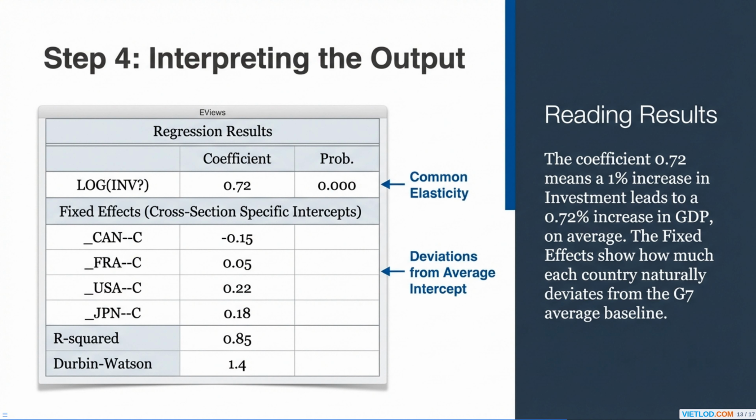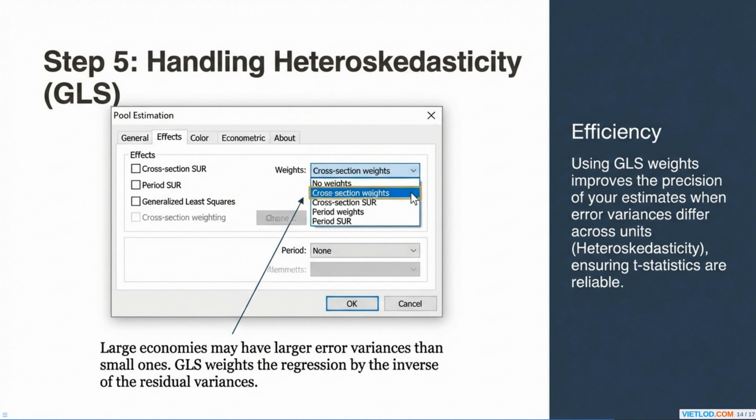The output table gives us 2 key pieces of information. First is the common slope coefficient. The coefficient for log of invest is 0.72. Since the variables are in logs, this is an elasticity. It means a 1% increase in investment leads to a 0.72% increase in real GDP per capita, on average, across the G7. This is our common elasticity.